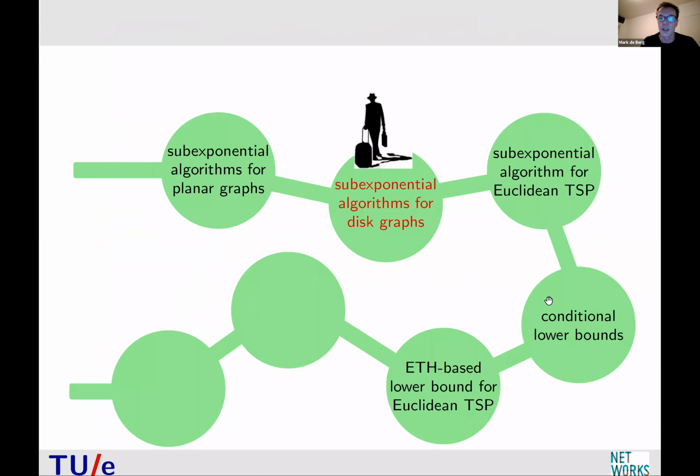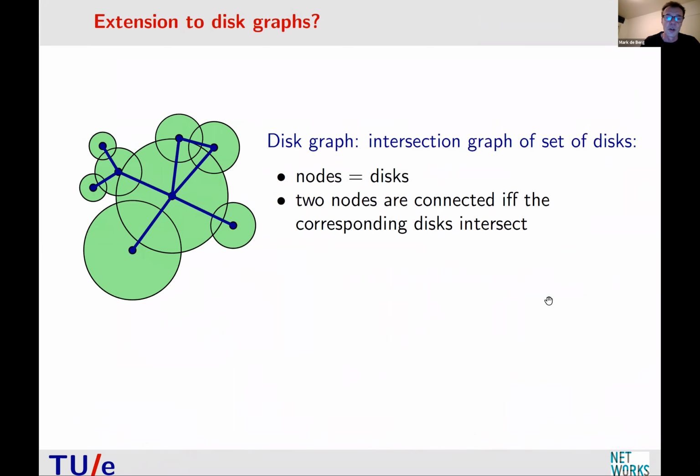So that was this. So let me maybe speed up a little bit and now go to disk graphs. What I want to do is generalize the previous results to disk graphs. These are graphs where, again, the nodes are disks, like in this geometric representation of planar graphs. But now the disks are not interior disjoint, they can intersect each other. So the nodes are disks and two nodes are connected if the corresponding disks intersect.